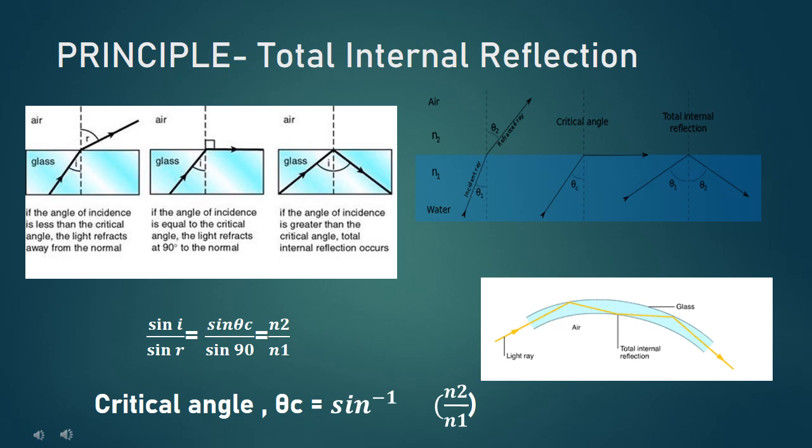Now applying Snell's law at the critical angle condition, you can write it as sin i by sin r equals sin theta c by sin 90 equals n2 by n1. From that you can arrive at the expression for critical angle as theta c equals sin inverse of n2 by n1.